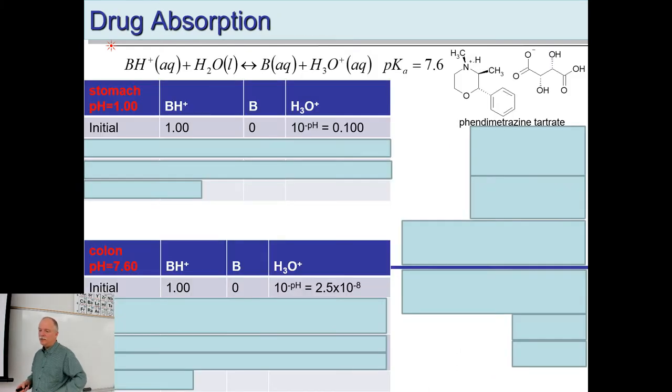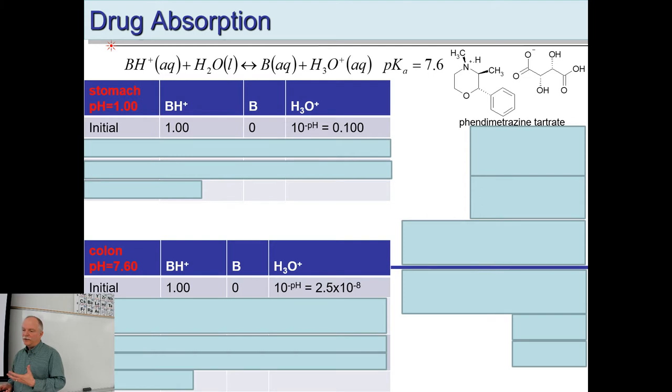So let's look at the ice table related to these different environments. So here we have a generic base. Well, we've got this phenyldimetrazine tartrate. So this is a basic substance. It has a pKa of 7.6.